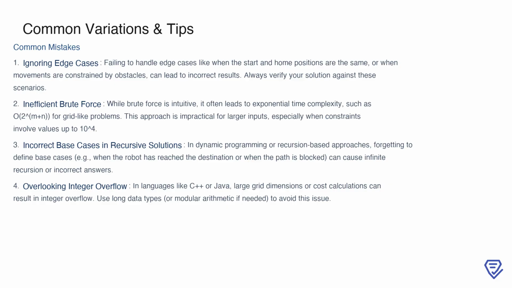In recursive or dynamic programming solutions, incorrect base cases are another frequent pitfall. Forgetting to define scenarios like reaching the destination or encountering a blocked path can lead to infinite recursion or wrong answers. Finally, beware of integer overflow in languages like C++ or Java. Large grid dimensions or cost calculations can exceed standard integer limits, so using long data types or modular arithmetic is critical to avoid this issue.